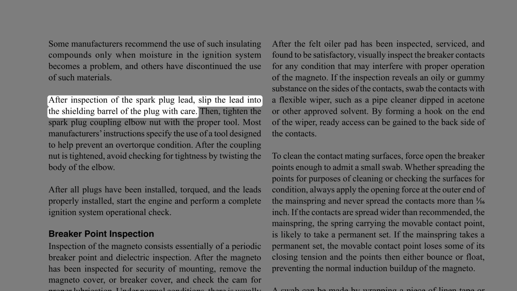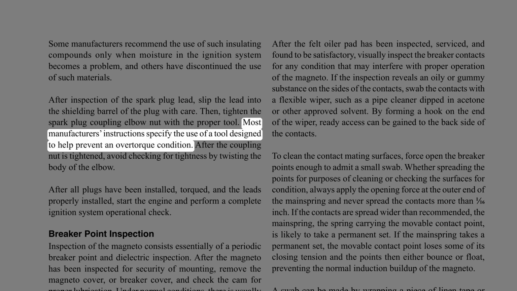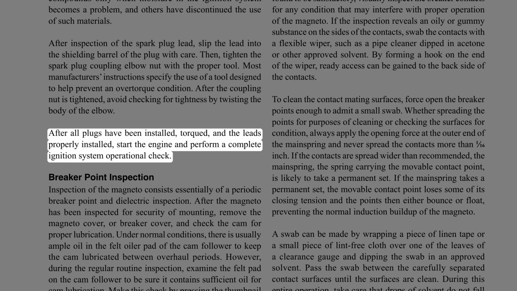After inspection of the spark plug lead, slip the lead into the shielding barrel of the plug with care. Then, tighten the spark plug coupling elbow nut with the proper tool. Most manufacturers' instructions specify the use of a tool designed to help prevent an overtorque condition. After the coupling nut is tightened, avoid checking for tightness by twisting the body of the elbow. After all plugs have been installed, torqued, and the leads properly installed, start the engine and perform a complete ignition system operational check.